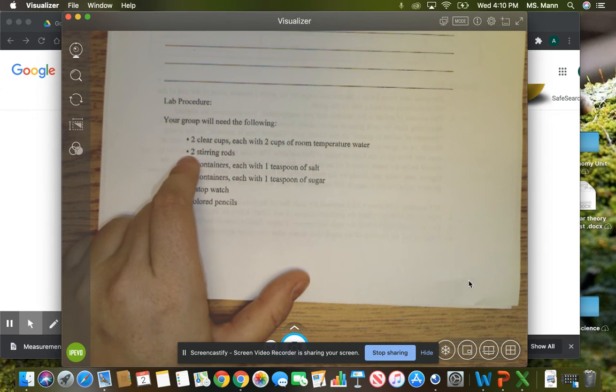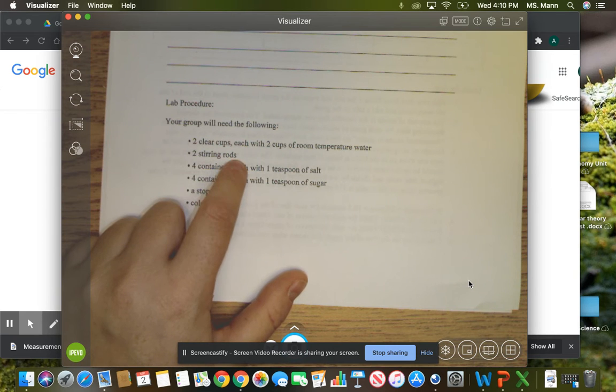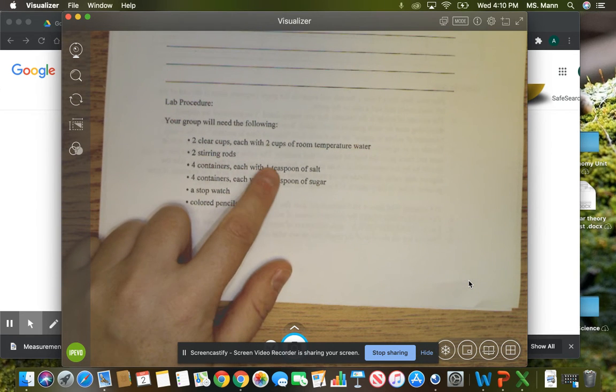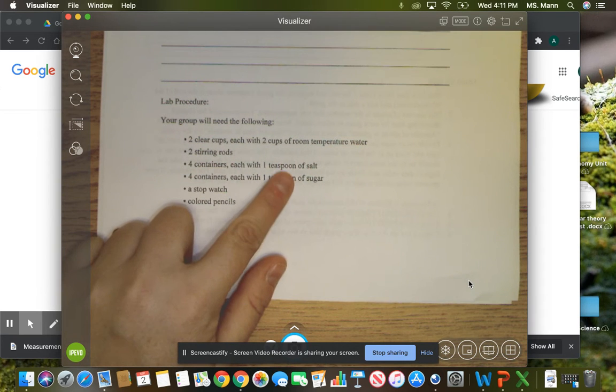So you need 2 stirring rods. Stirring rods can be the same as spoons, all right? It could be spoons. It doesn't have to be a rod. It could definitely be a spoon. 4 containers each with 1 teaspoon of salt. So you're going to have 4 separate containers. It doesn't matter what the containers are. It could be Tupperware, it could be bowls, it could be plates. It just needs to have 1 teaspoon of salt.